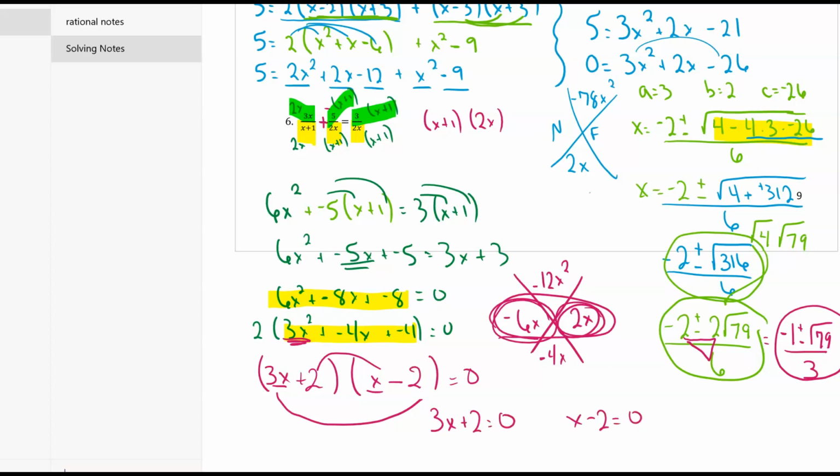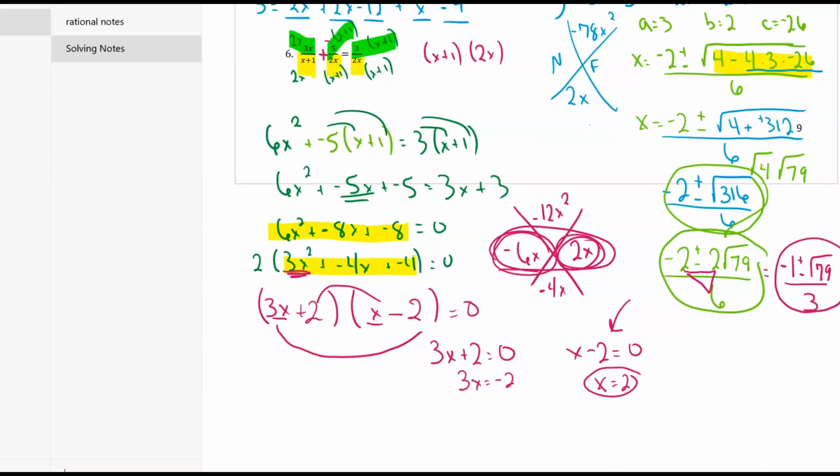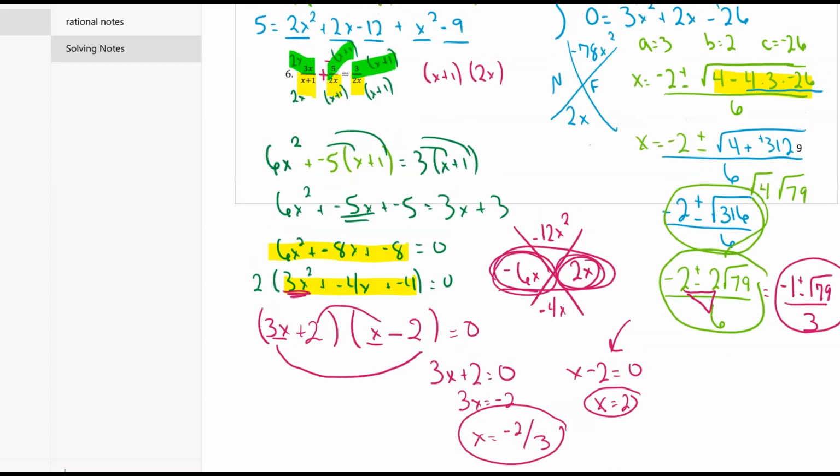All right, so let's go for the easier one, which is this one. I'm just going to add 2, so one answer is 2. On the other one, I'm going to subtract the 2, and then I'm going to divide by 3, and so my answer is negative 2/3. So again, I just want to make sure that these solutions that I'm circling aren't extraneous solutions. So on number 6, going back to the problem, when I do get my answers, I have to make sure that those answers don't make these denominators 0.